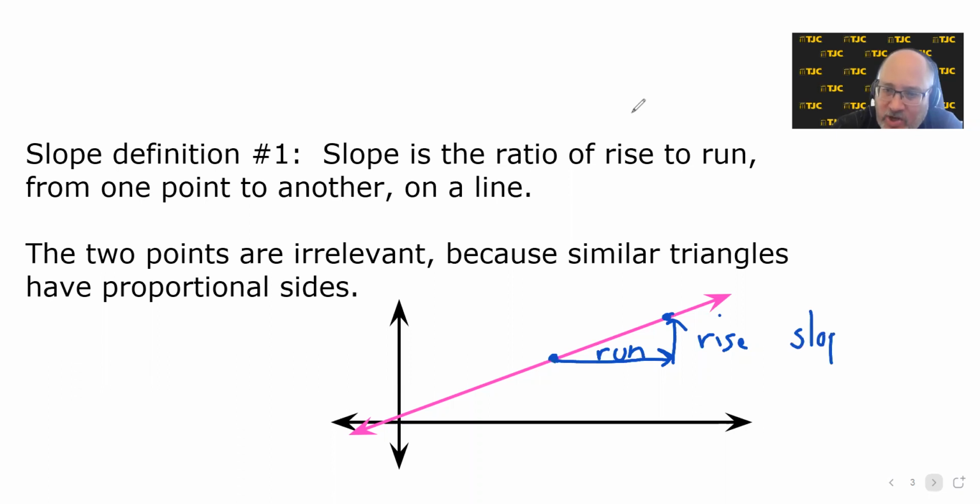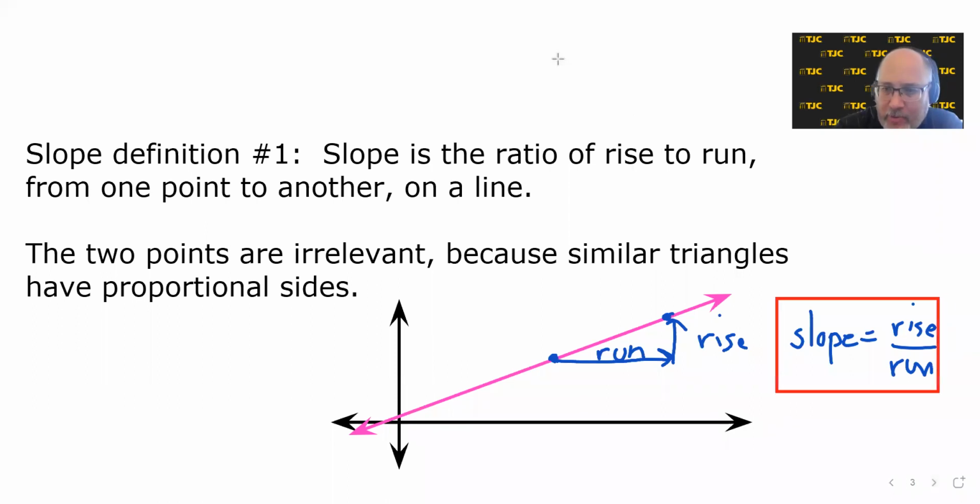We can define the slope as the ratio of rise to run. So consider that a definition, if you will. I think it's more of a concept. This is how we decided to measure the slope of a line, by picking 2 points and seeing how far we have to rise compared to how far we have to run when we go from one point to the next. Now, it is worth pointing out that the 2 points are irrelevant because similar triangles have proportional sides.